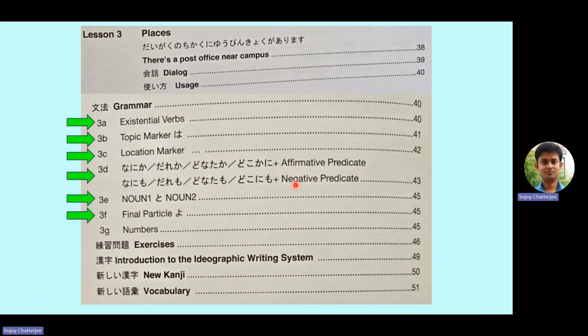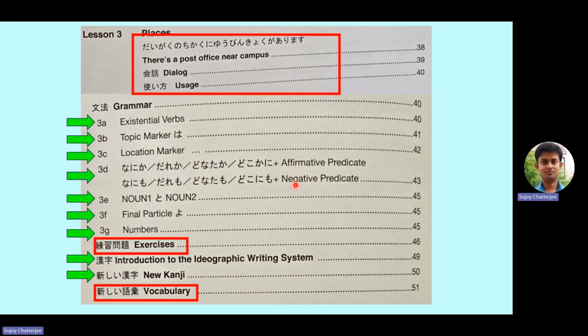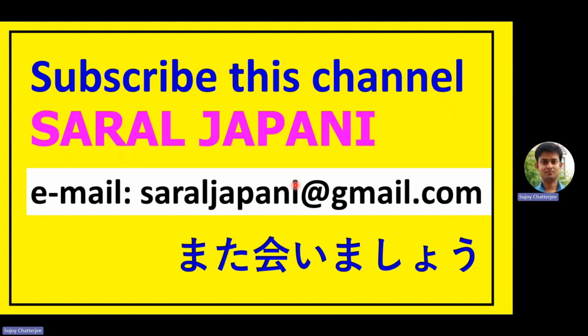So these were the ones that we had learned in the last lecture. Today we learned these three, that is numbers, introduction to kanji, and new kanji. And the topics that are left now are these three, that is the dialogue related to places, the usage and all, then the exercises of this lesson, and the vocabulary. So we will continue in our next lecture and we will see how much we can cover in the next lecture.